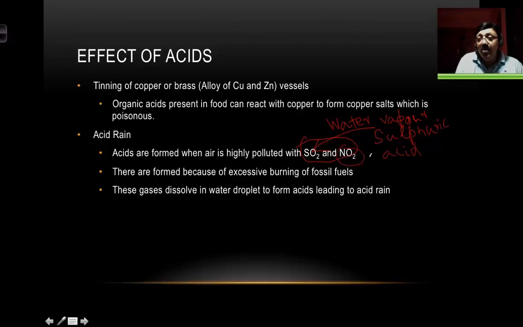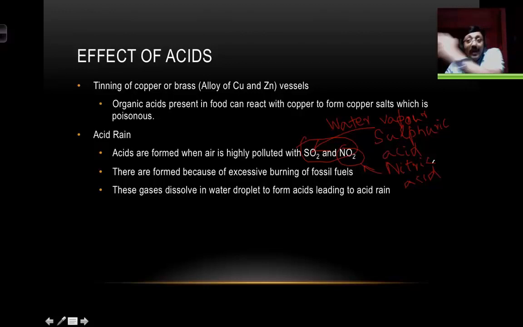What about nitrogen dioxide? I'm sure you would have guessed it by now. It can produce nitric acid. So now your atmosphere starts having droplets or particles of sulfuric acid and nitric acid, which have been produced because of the smoke coming out of burning coal, having sulfur dioxide and nitrogen dioxide, that reacts with the water vapor in the atmosphere, and that leads to production of sulfuric acid and nitric acid, which is all there in the atmosphere.